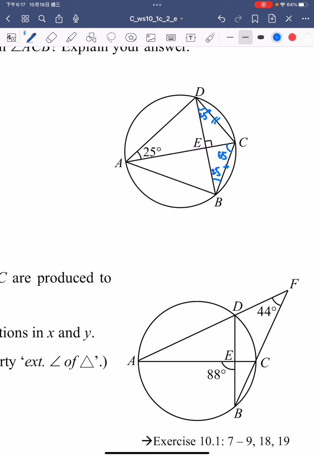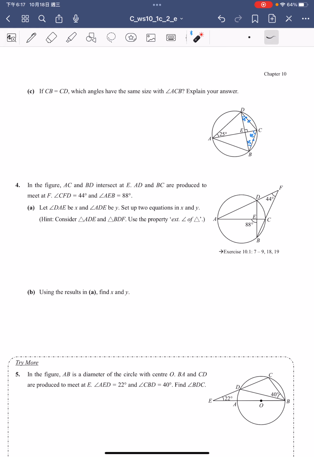So now we have the 90 degrees here. We can try to find out the angle ECD, using the angle sum of a triangle. 180 minus 25 minus 90 will give you 65 as well. Then because the question is asking if there is any angle that has the same size as ACB: ACB is 65 degrees, and angle DCA is equal to 65 degrees as well. So we found that the required angle is actually ACB.